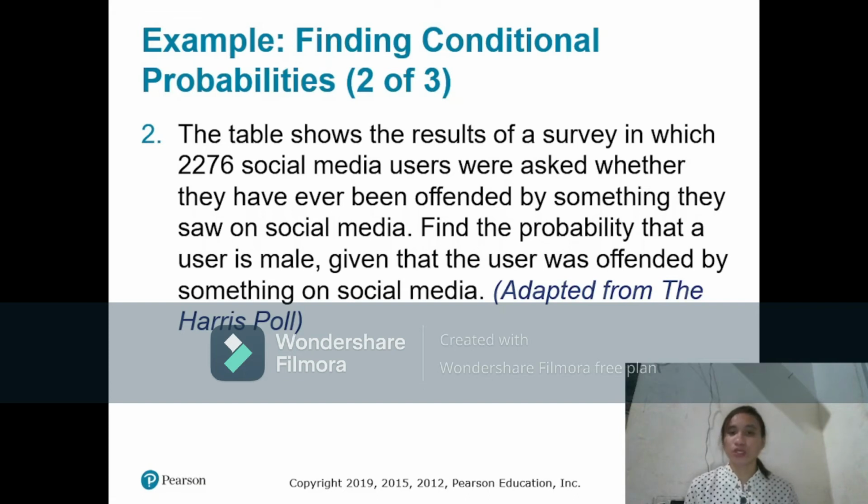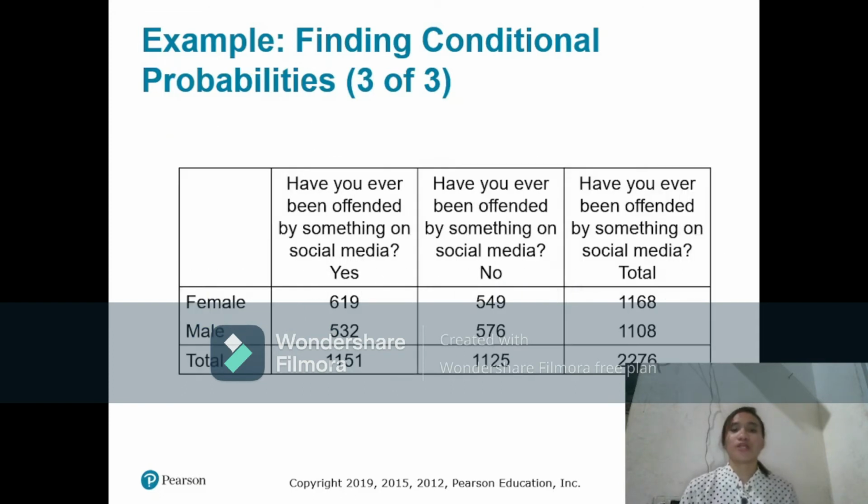Example number 2. The table shows the result of a survey in which 2,276 social media users were asked whether they have ever been offended by something they saw on social media. Find the probability that a user is male, given that the user was offended by something on social media. Here is the table. First column: have you ever been offended by something on social media?